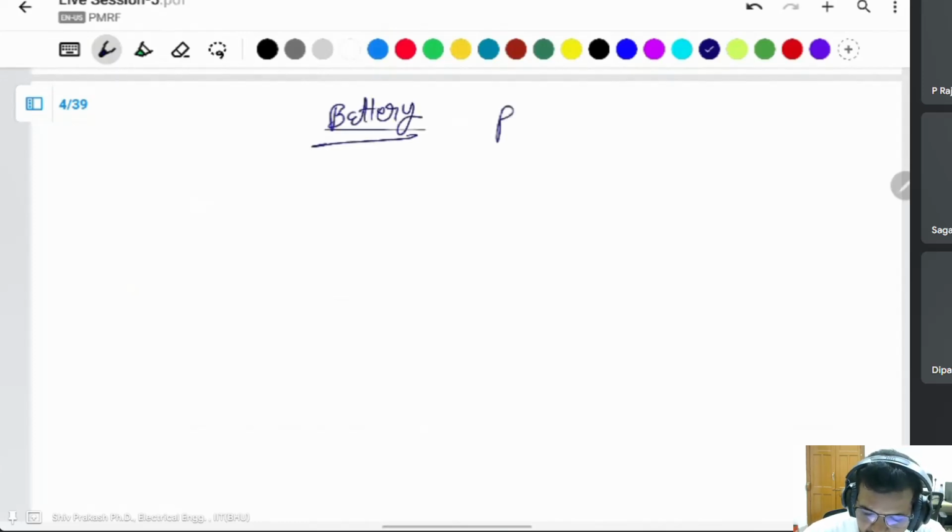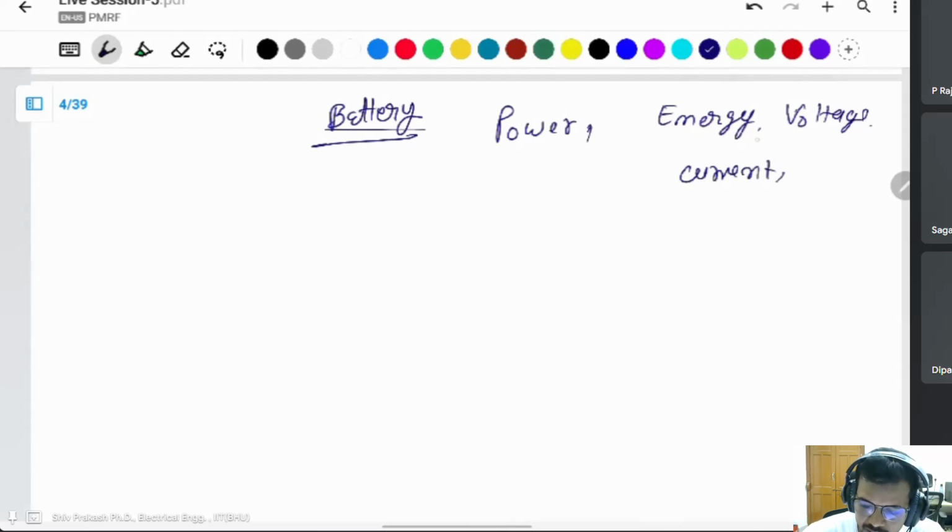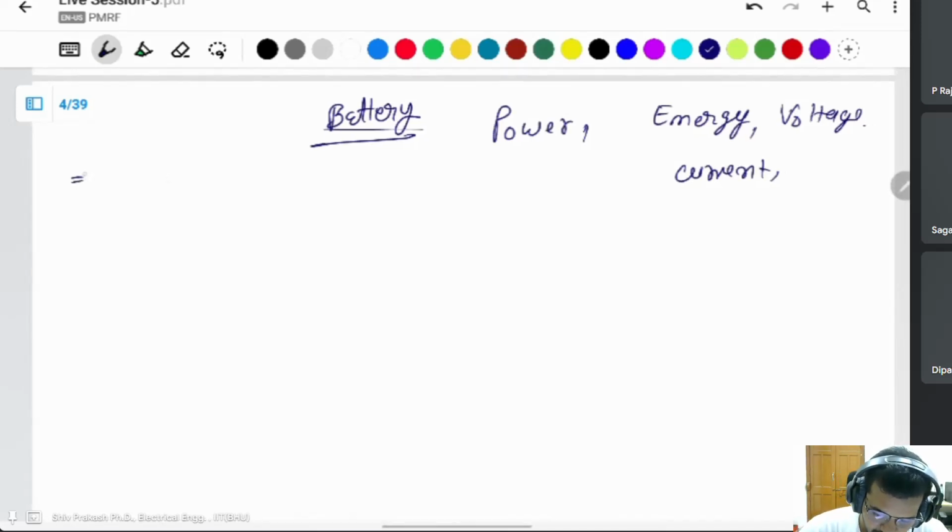You know about the power, energy, and voltage and current. These are the parameters related to the electrical system. You know about all these things: power, energy, voltage, and current. And for the battery, you know about high power and high energy. Both are different things.